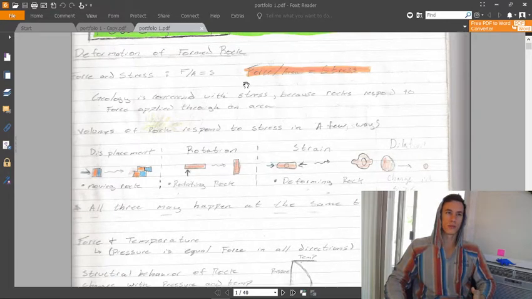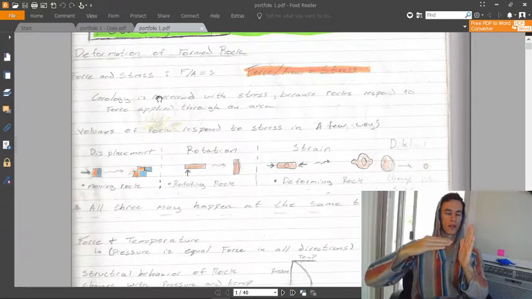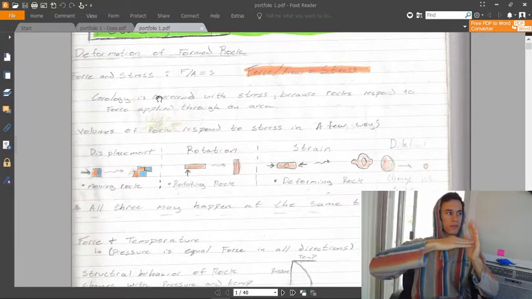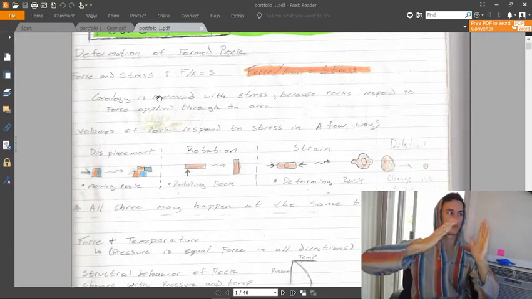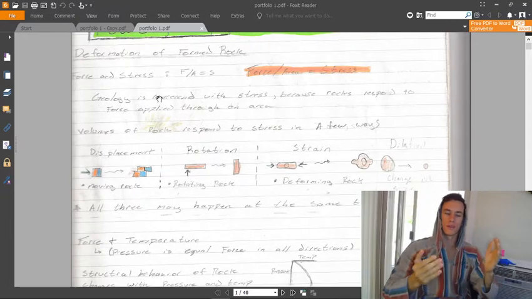So here we have the deformation of rocks, the force and stress equation: force over area equals stress. Geology is concerned with stress because rocks respond to force applied through an area, which basically means that if you have one solid area of a rock and a point of stress, it's going to wrap around it, or if it's a wall of stress, it's just going to shift or move with it depending on where the stress is located.